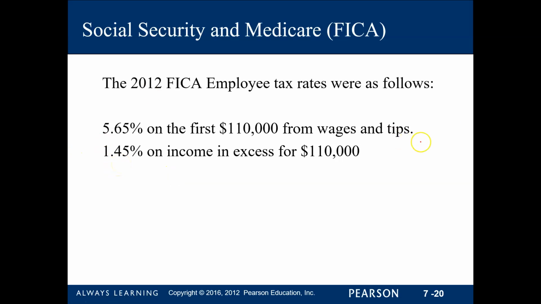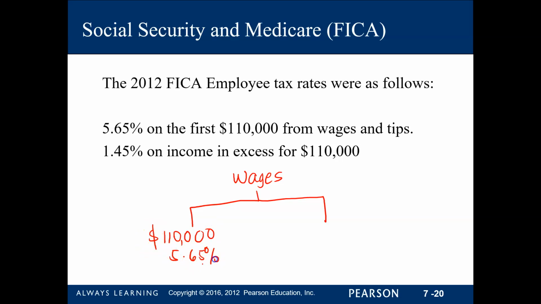1.45%. So again, visually, whatever the amount of wages or income, there will always be two parts to it. For the first $110,000, this is applied with 5.65%. Anything in excess, you will have 1.45% applied on that excess amount.